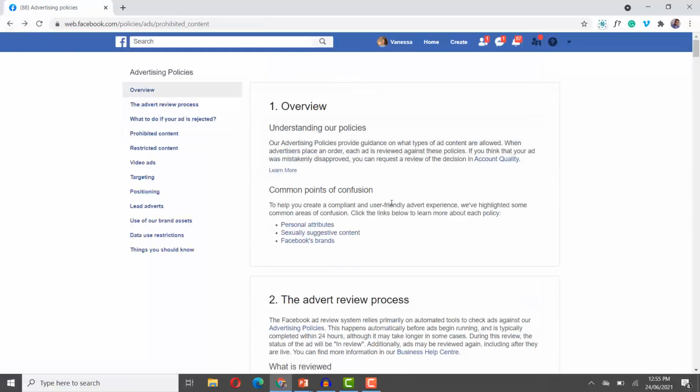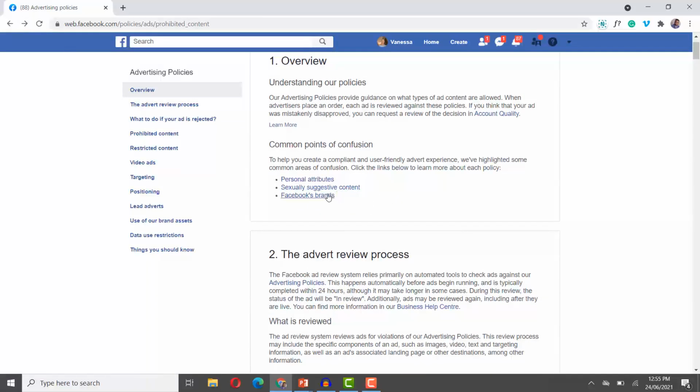avoid when creating your ad. I will touch on sexually suggestive content and personal attributes later on. In the meantime, I want to show you two major points of violation: we have prohibited content and we have restricted content.